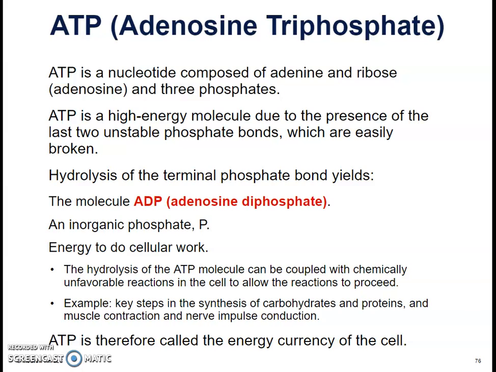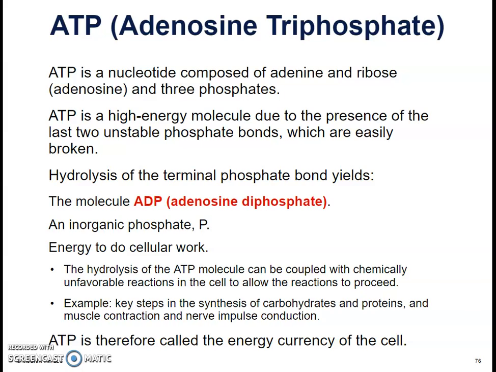Adenosine triphosphate, also called ATP, is a nucleotide composed of adenine and ribose and 3 phosphates. ATP is a high-energy molecule due to the presence of that last phosphate. Those 2 phosphates are not happy being there, so they can easily be broken off. Hydrolysis, the breaking off of that terminal phosphate, that last one, causes it to now be known as adenosine diphosphate, meaning 2 phosphates, and just a phosphate. When that energy is released, it can be used to do work in the cell.